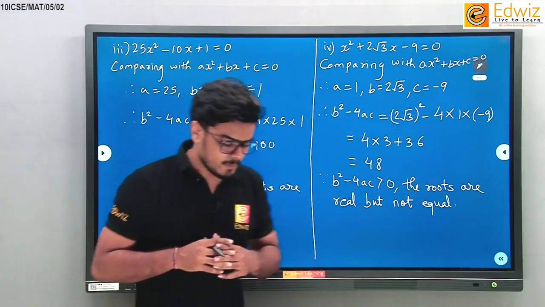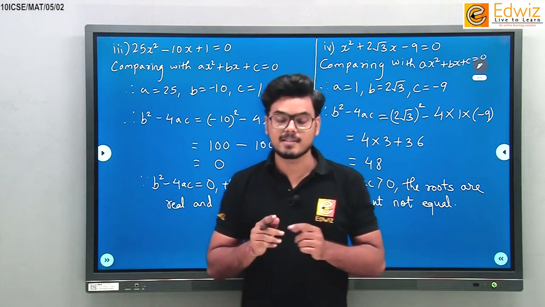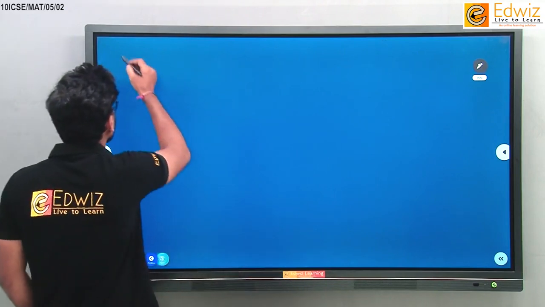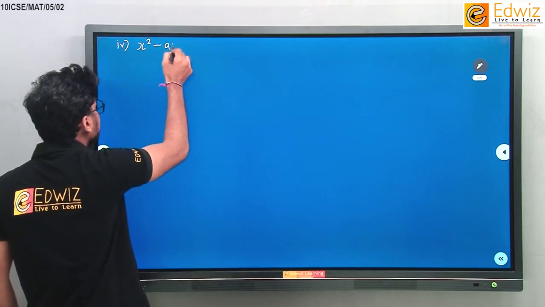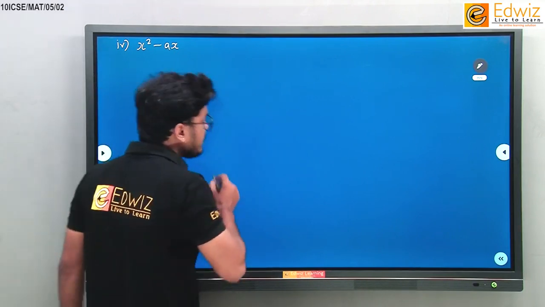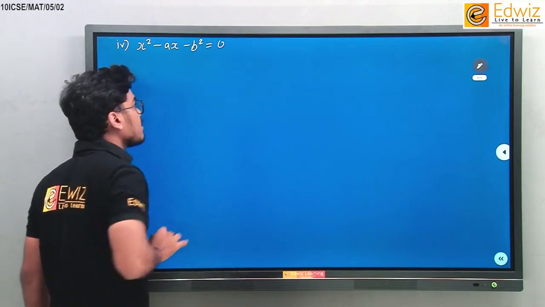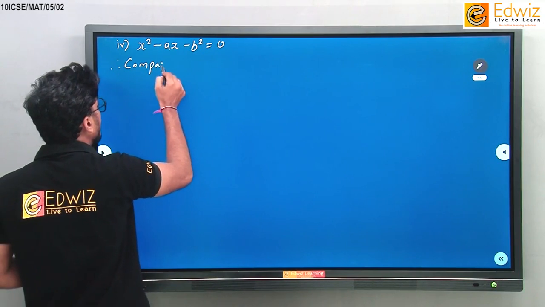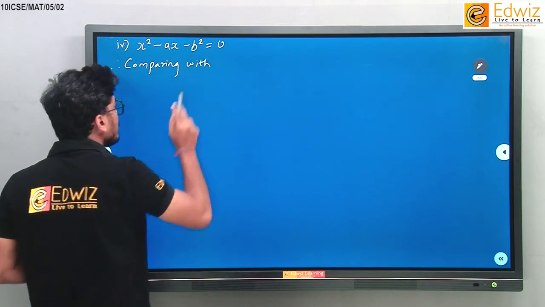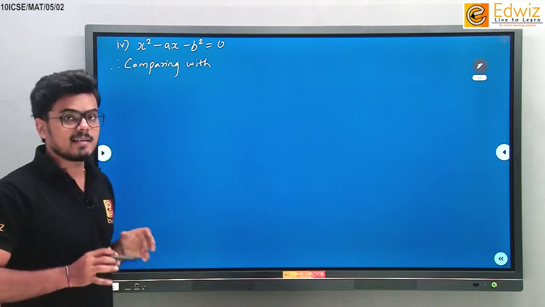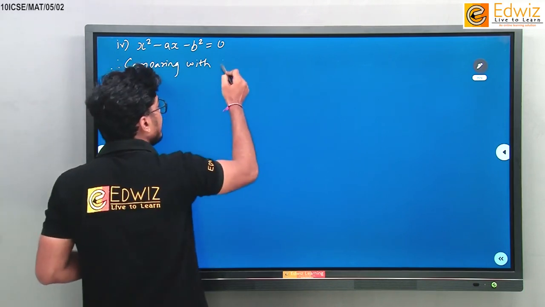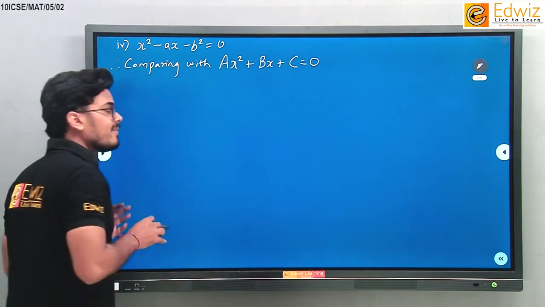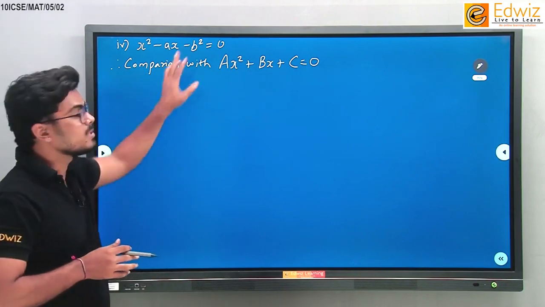Okay, let's continue. So the next sub question here is x square minus ax minus b square equal to 0. Let us check. Here you can see there are no constants, but we can find out a, b, c by comparing with the standard form. So comparing with, don't get confused here. Yahan par a and b already use kar liya hai inhone. So let us compare it with capital Ax square plus bx plus c equal to 0. I have just used other variables because they have already used a and b.